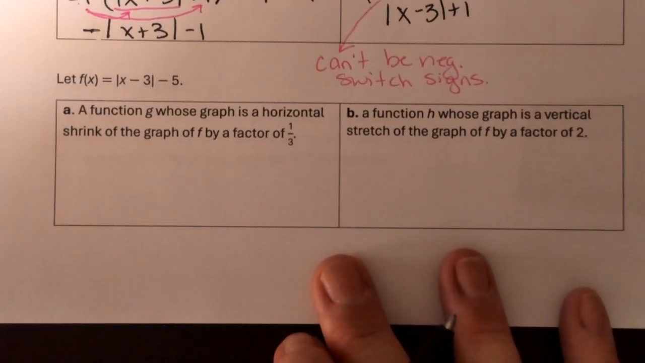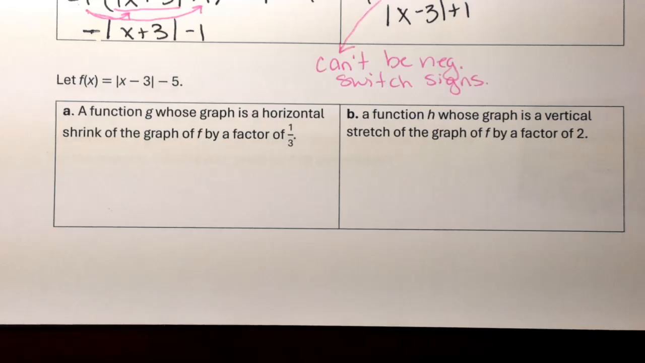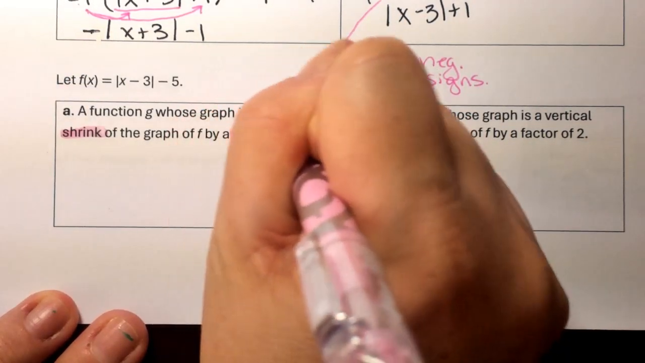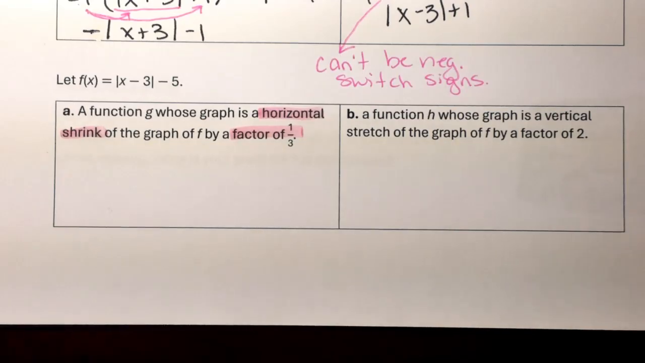So now we have, let f of x equal the absolute value of x minus 3 minus 5. Find a function g whose graph is a horizontal shrink of the graph of f by a factor of 1/3. So here's the thing. Again, the horizontal movements are horrible. You will learn that. But one of the great things is that since it's a horizontal shrink and our factor is 1/3, that means I am going to replace x with the reciprocal of 1/3.